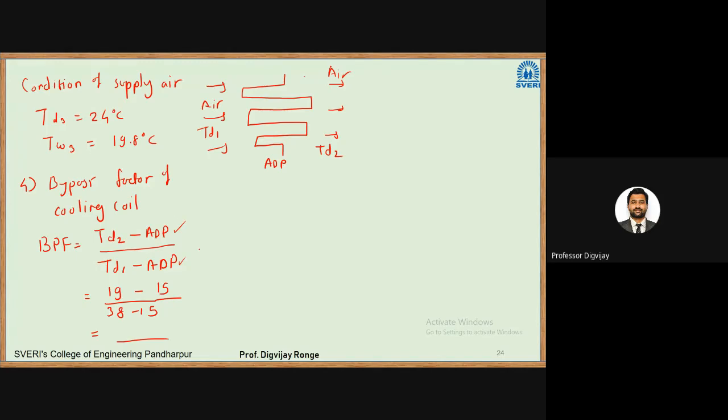Okay, so I'll take the value. One value is there in the chat box, 0.17. So this is one of your answers. This is also an answer. And the last part here is the refrigerating load on the cooling coil. So the fifth part.